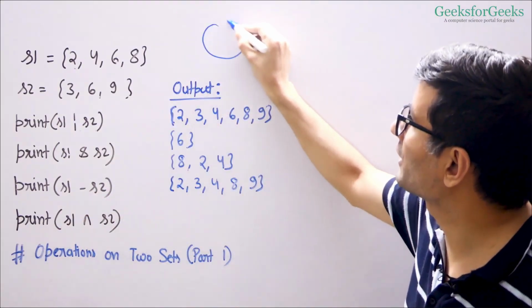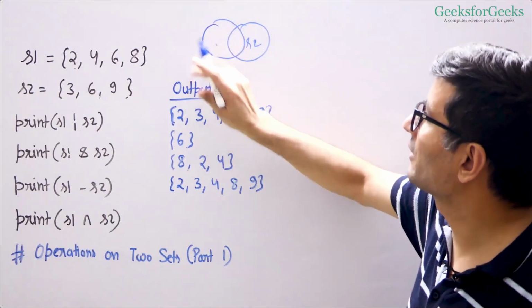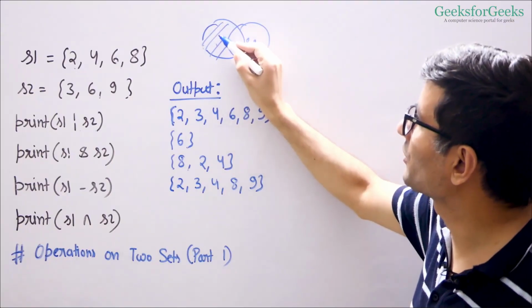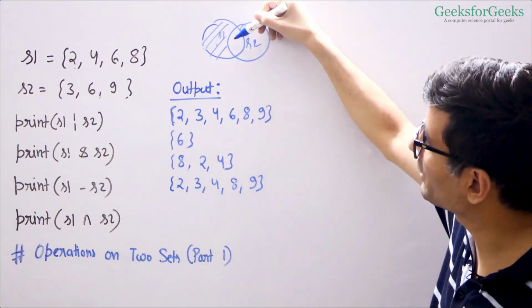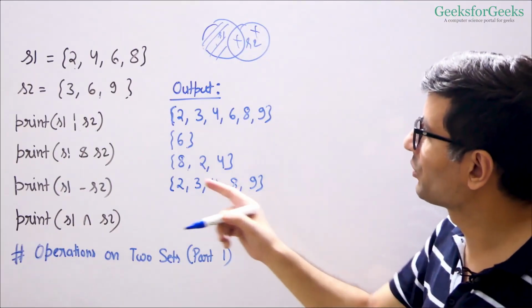So if you have two sets S1 and S2, what are you going to get in the difference? These elements which are present in S1 and not in S2. So common elements are not there as part of output, and these elements are also not part of output. So what are such elements?